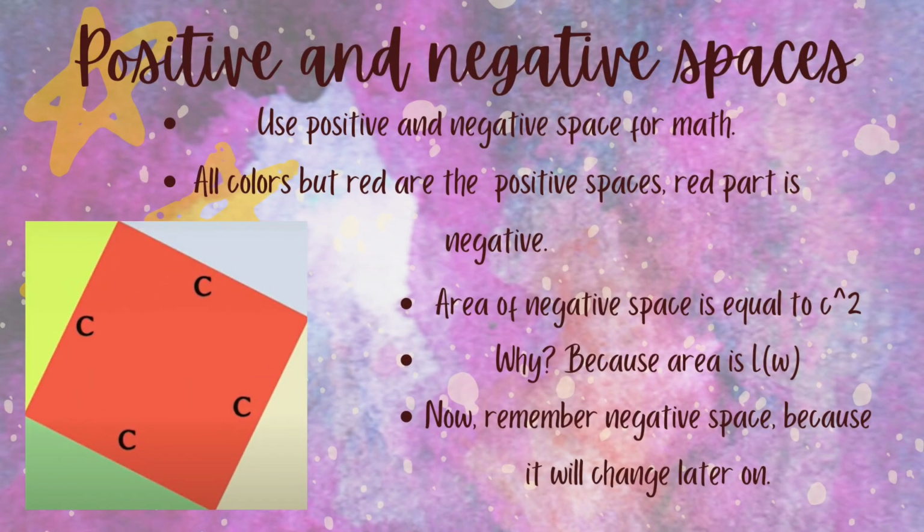Now that we know what positive and negative spaces are, we can connect them to math. Let's say that all colors except for red in this illustration by Ted Ed are positive spaces. The red is the negative space. There are 4 C's in the negative space, and we need to find its area. Therefore, the negative space's area will be c squared because area is length times width. Now, I want you to remember this because the negative spaces will change later on.